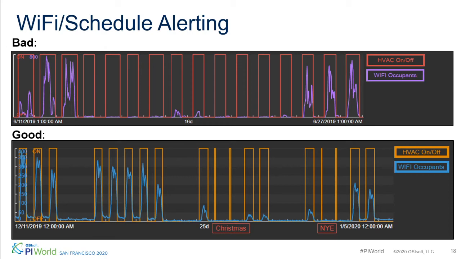Actually make use of Wi-Fi information to help you figure out what occupancy is like currently in the rooms. Yes. Where in the world did you get Wi-Fi data, and how did you bring it into the Pi system?